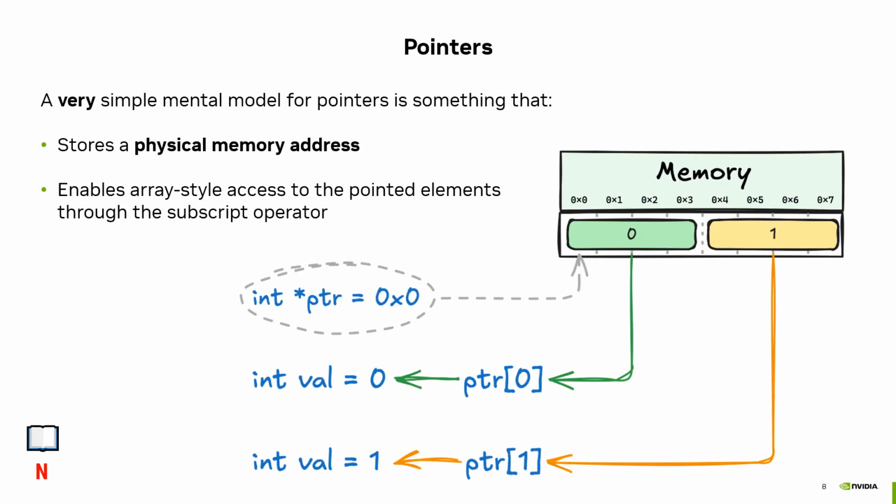Here's a simple mental model for understanding pointers. A pointer stores a memory address, the location of some data in physical memory. In addition to storing that address, pointers provide an array-like interface for accessing the data. For example, accessing index 0 through a pointer gives you the first element. Index 1 gives you the second, and so on. Each step moves through memory based on the data type's size.